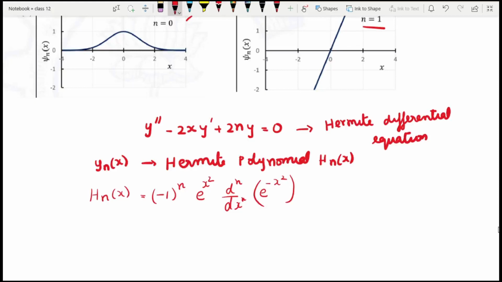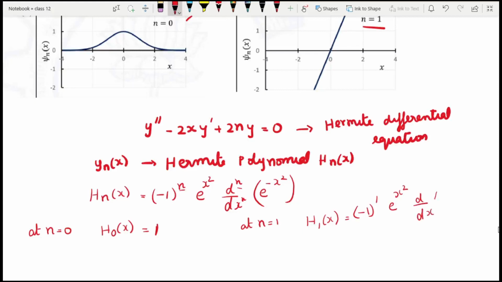Now we will see what is the value of the Hermite polynomial for n is equal to 0 and n is equal to 1. At n is equal to 0, we will be getting H0 of x is equal to, we will substitute 0 here and here, we will be getting simply 1. At n is equal to 1, we will be getting H1 of x is equal to, we will substitute 1 everywhere, we will be getting minus 1 the whole power 1 e power x square d by dx of e power minus x square.